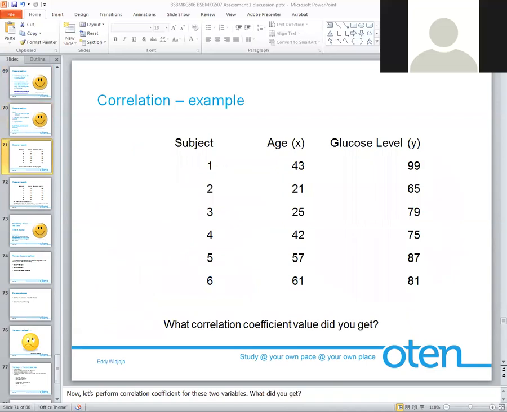Simple. Okay, so let's go back to the data that we had before. Follow those steps that we just discussed. What correlation value did you get?